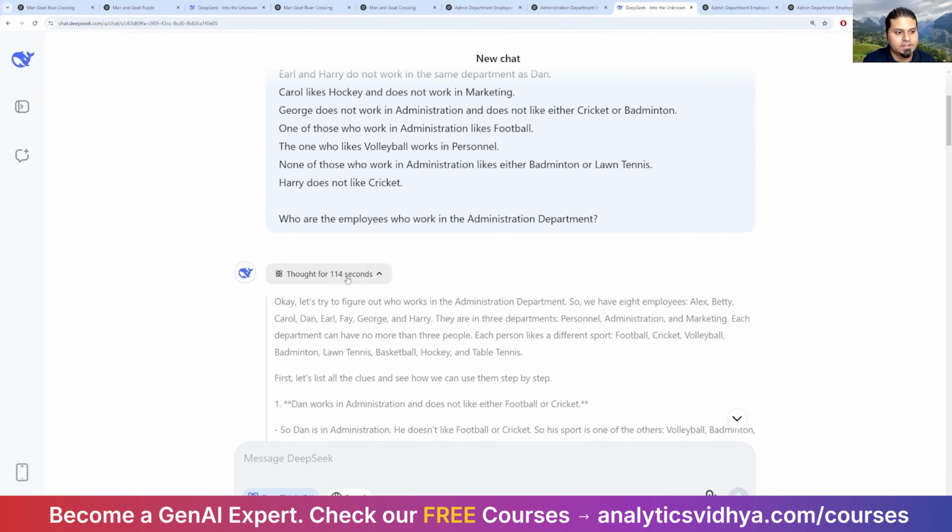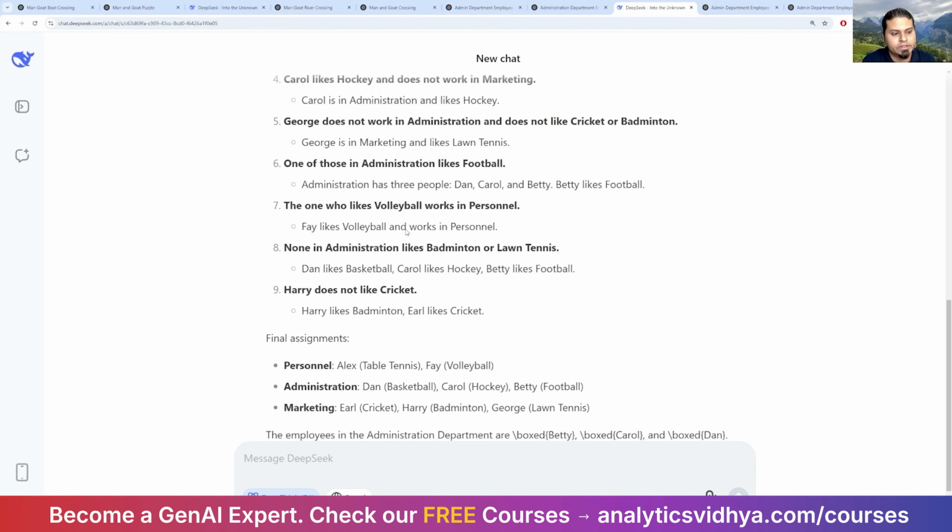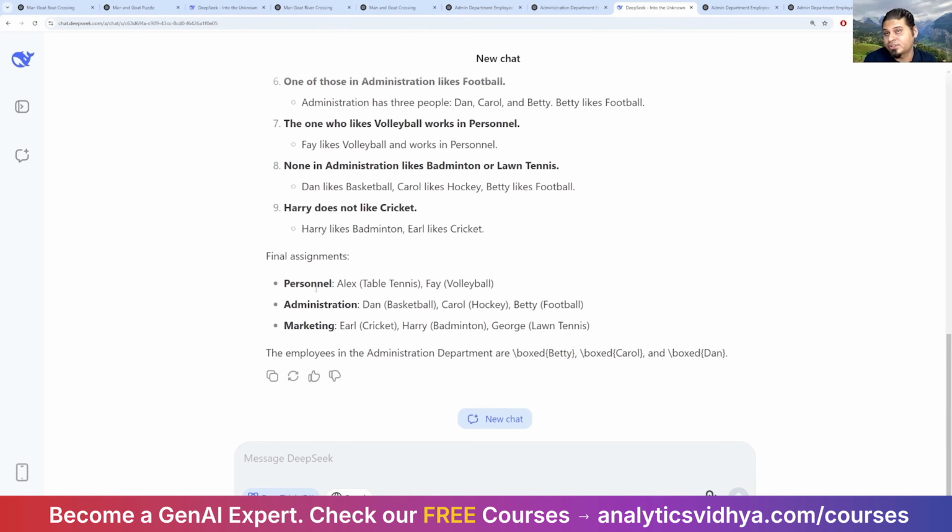So after 2 minutes, this is the answer where it has started mapping every person to what they like and the department they work in. And overall, it actually assigns the department for every person and tells us also that administration are Dan, Carol, and Betty, and even their sport choice. So a pretty comprehensive answer, and it also maps the sport names to the people, but does take 2 minutes to get to the answer.